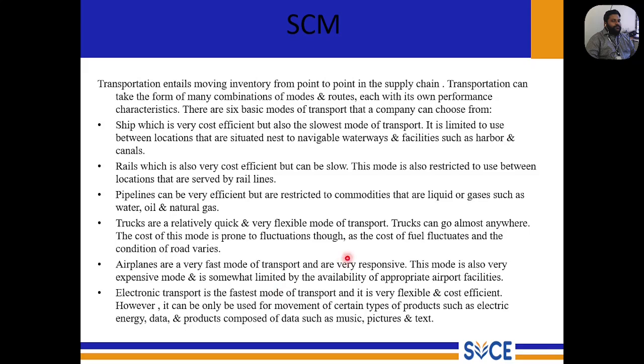So there are basically six basic modes of transport. One is a ship, which is very cost effective, but also the slowest mode of transport, followed by rail, which we have seen directly also, which is very cost effective but can be very slow. This mode is also restricted to use between locations that are served by the rail lines alone. Because if you don't have proper rail lines, then using this particular mode will not be effective.